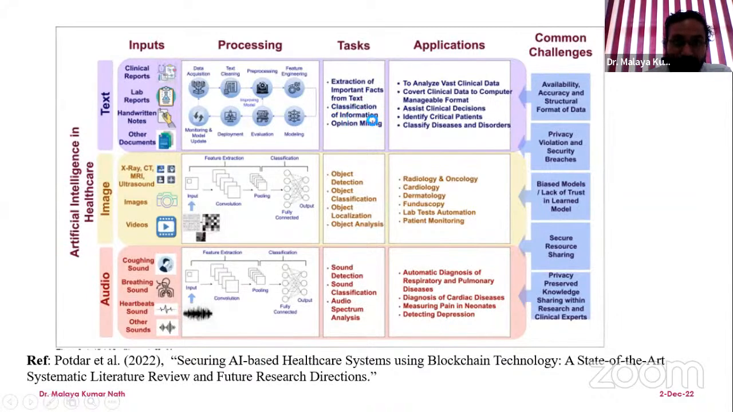So this classification of information as well as opinion mining is done here. In case of images, the tasks performed are object detection, object classification, object localization, and object analysis. This represents one of the best examples. Suppose we take the case of cancer: whether cancer is present in the skin or not. If cancer is present, then which type of cancer is it?